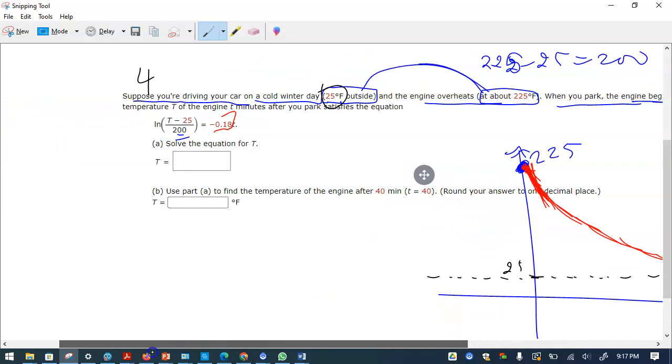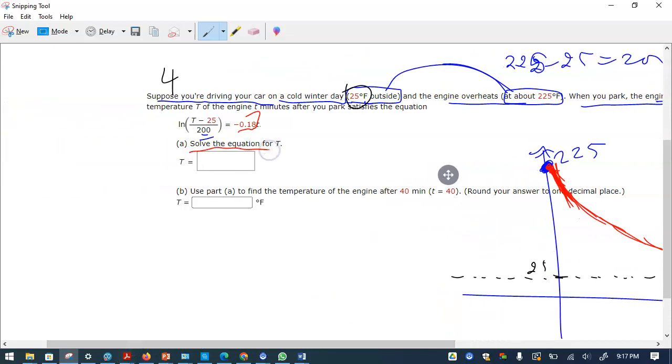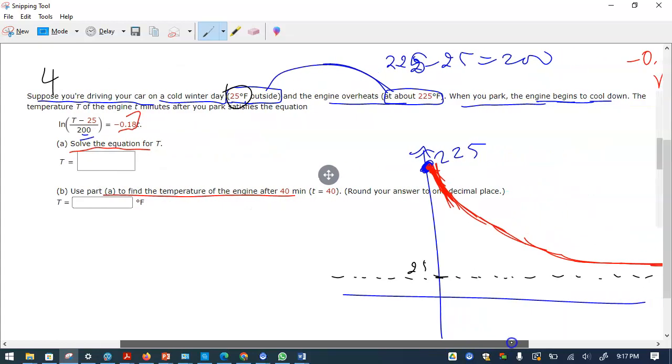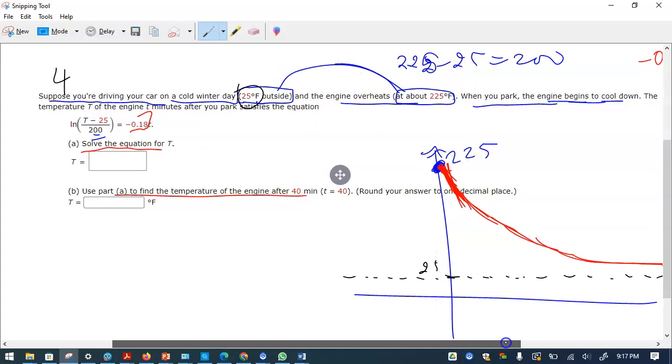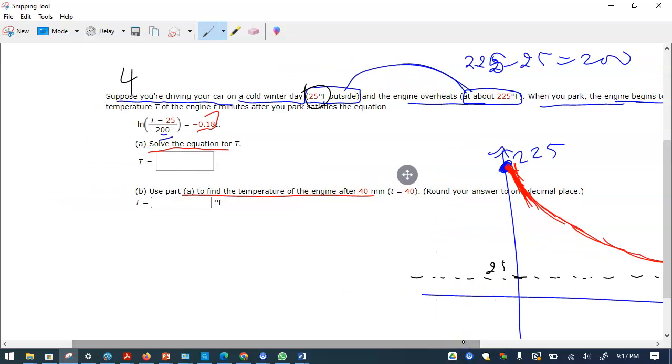The question asked is to solve the equation for T. And the second part is to find the temperature after 40 minutes. Once you get that equation, we'll solve. So we want to know T equals what? That's our question here. Let's start with whatever they gave us. The ln is given. So this is the equation given.